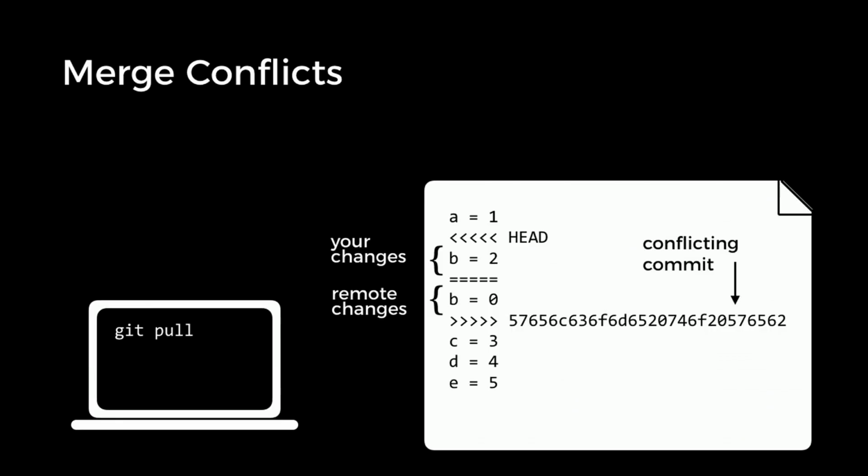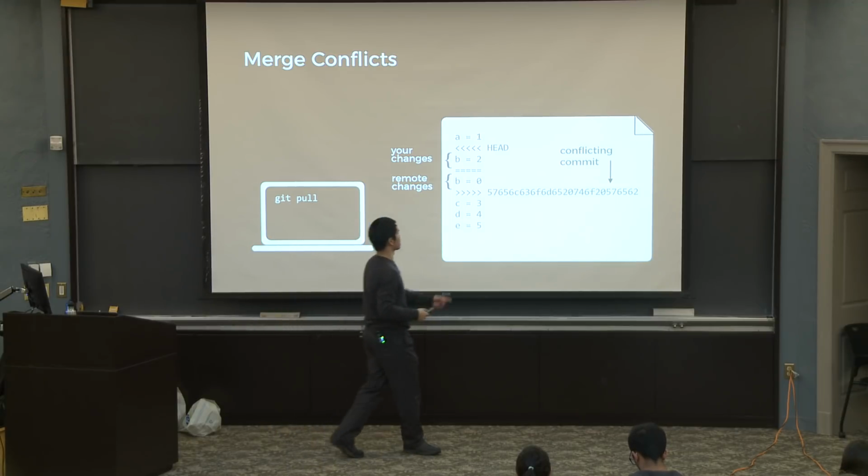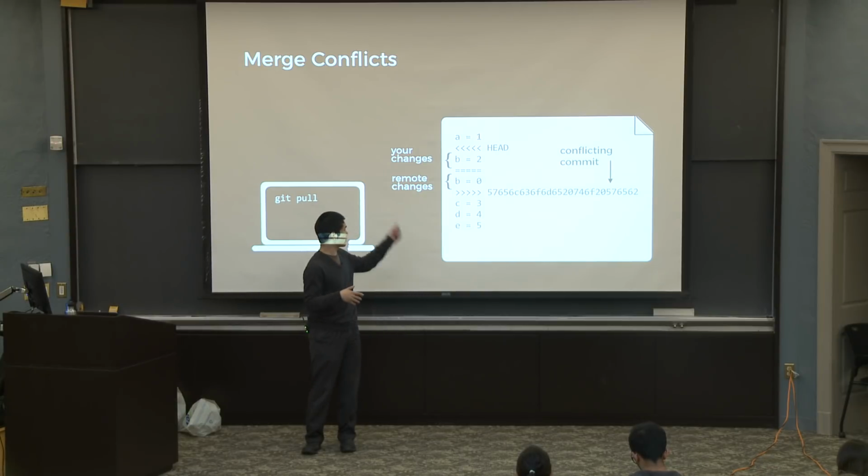And this long sequence of numbers and letters, this is what we call a commit hash. Every time you make a commit, Git gives it a commit hash, which is just a long sequence of numbers and letters to uniquely identify that commit. This is just telling you which commit is actually the one that's creating the conflict. And so what do you do when you see something like this?